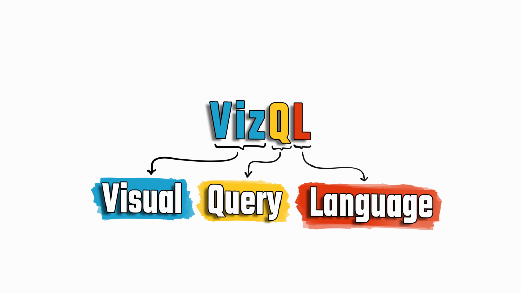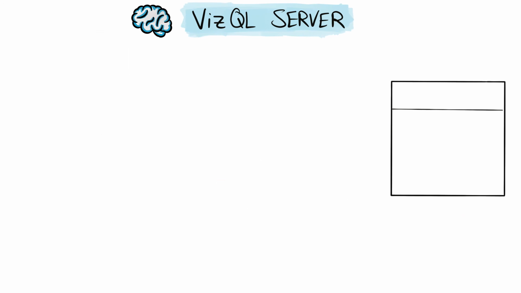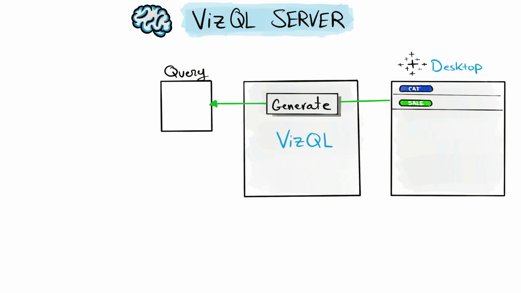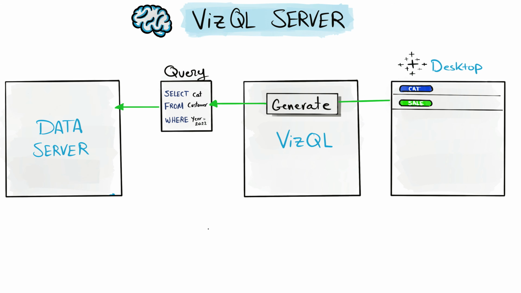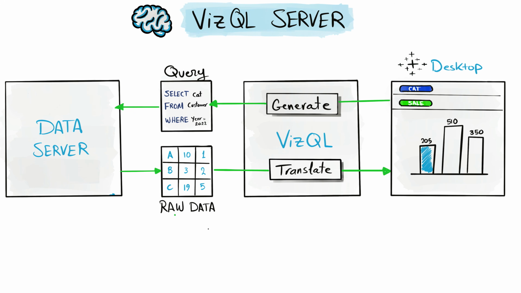VizQL stands for Visual Query Language for Databases. The founders of Tableau, Chris and Pat, invented this language. Let's say that you drag and drop something in Tableau, the VizQL is gonna convert this action to an SQL query and then send it to the data server to get the data. Then the data server is gonna send the results back to the VizQL as raw data. And now VizQL is gonna do the magic by converting that raw data into visuals and images presented at your client.